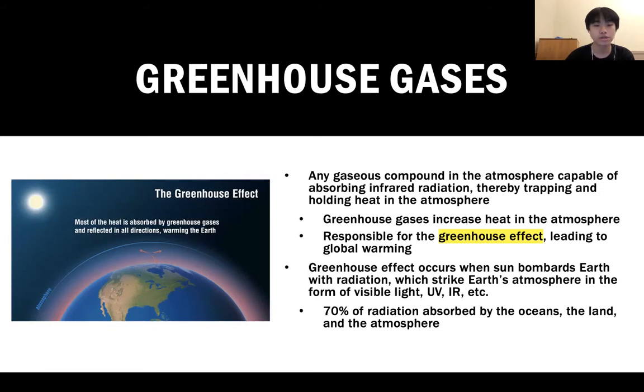So a quick description of the greenhouse effect is in the picture on the left. Most of the heat is absorbed by greenhouse gases and reflected in all directions, and this warms the Earth. So the greenhouse effect occurs when the sun bombards the Earth with radiation, which strikes the Earth's atmosphere in the form of visible light, ultraviolet light, and infrared radiation. And 70% of this radiation is absorbed by the oceans, the land, and the atmosphere.